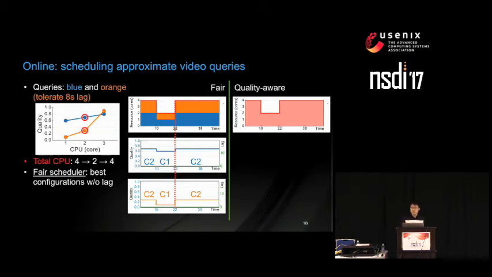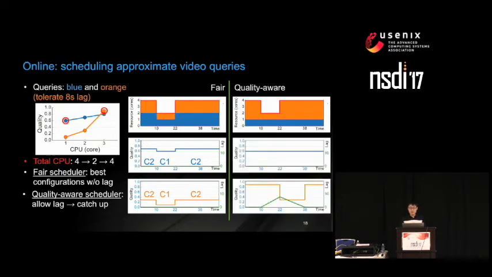However, based on the properties of these two queries, we can see that an additional core could be shifted from the blue query to the orange query, and this will only lower the quality of the blue query by 0.1, but boost the quality of the orange query up to 0.9. So what a quality-aware scheduler will do is to only allocate one core to the blue query and all the other cores to the orange query. As a result, the quality of the blue query stays at 0.6, and the quality of the orange query starts at 0.9 with configuration 3.